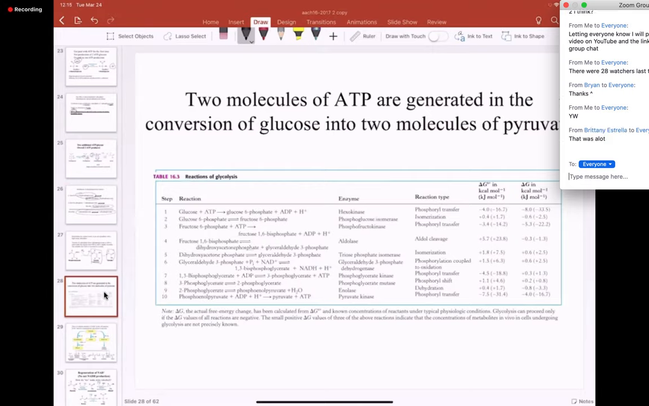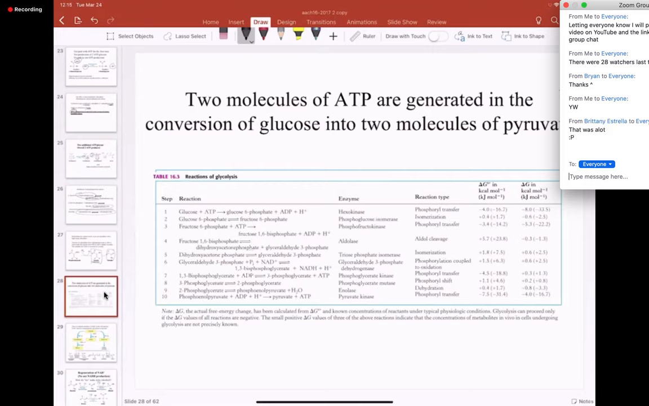So next class, we will go and discuss this, and then we will go on and take a look at the regulation of glycolysis and gluconeogenesis.